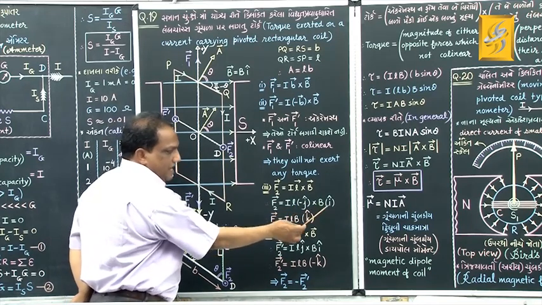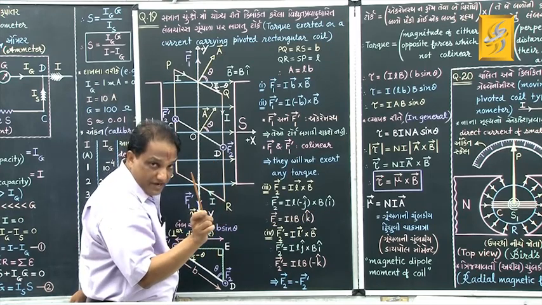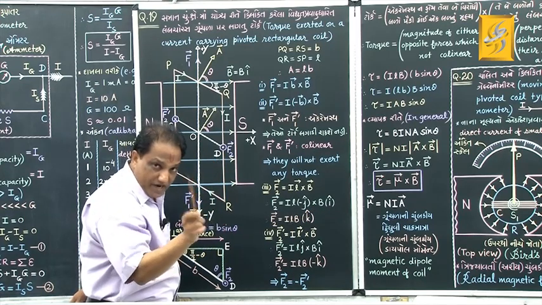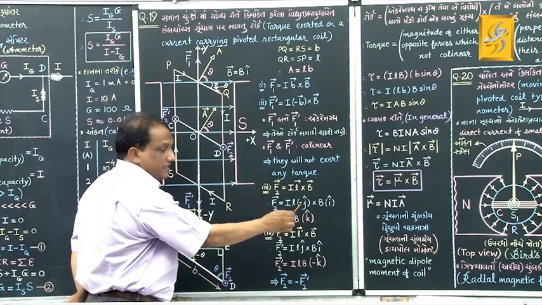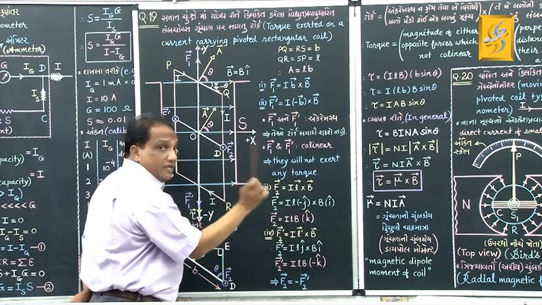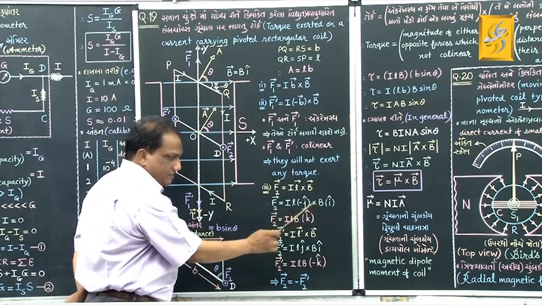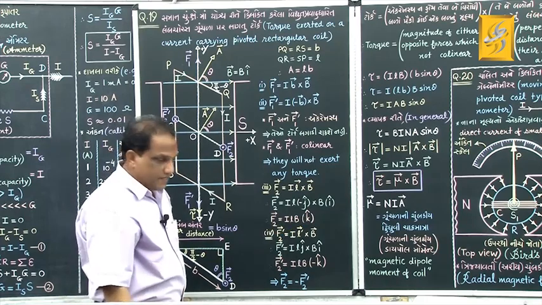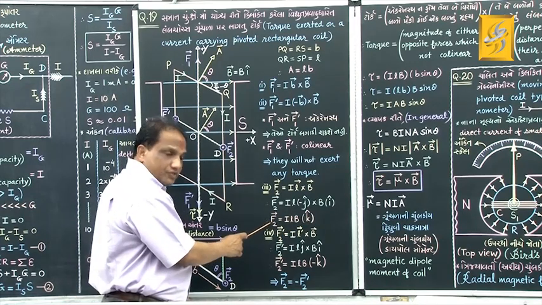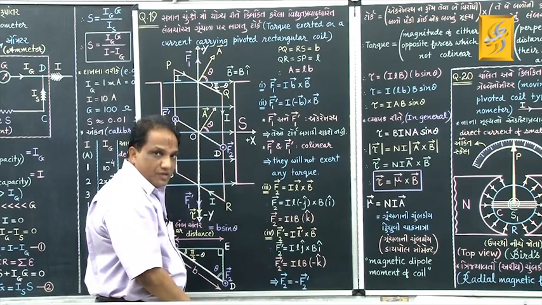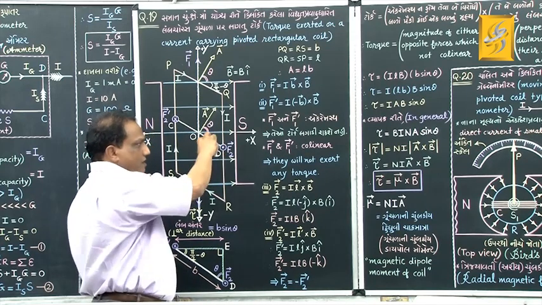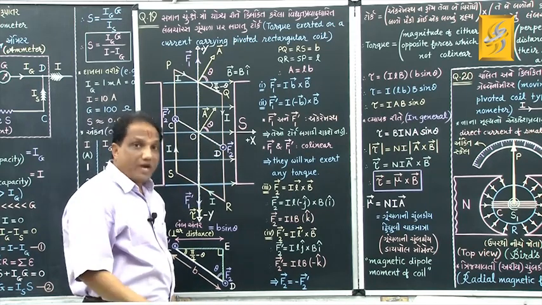And now tell me, it is I L B, but j hat cross i hat is minus k hat. J hat cross i hat is minus k hat, but here one minus sign is already there. So minus minus gives plus k hat. And what do you mean by plus k hat? The direction of this force is along the positive z-axis. Positive z-axis means coming out of the plane of the figure perpendicularly.